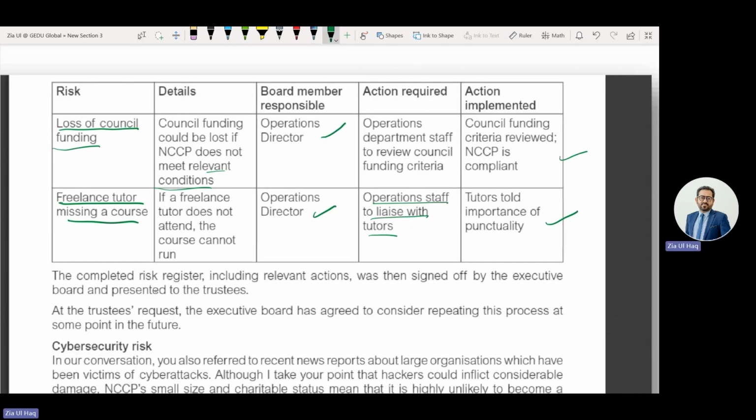The completed risk register, including relevant actions, was then signed off by the executive board and presented to the trustees. This register that the company prepared was submitted to its CEO and trustees, and they signed it, it's okay. At the trustees' request, the executive board has agreed to consider repeating this process at some point in the future. They said this risk identification you need to perform once again sometime later.